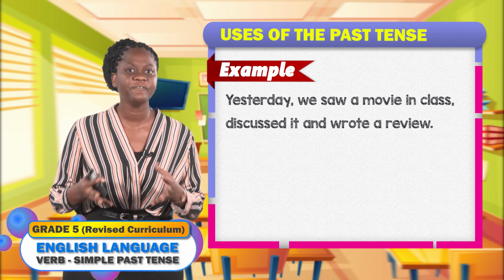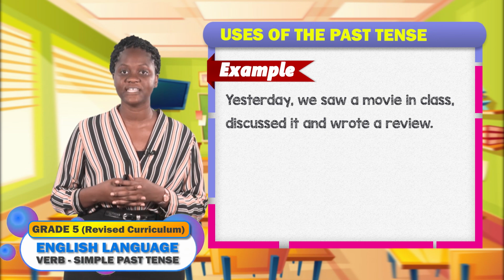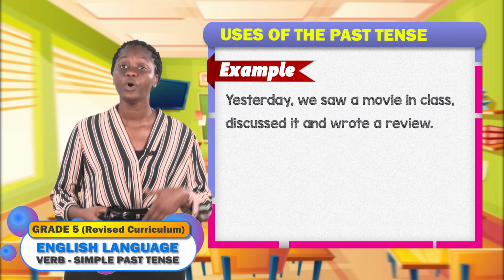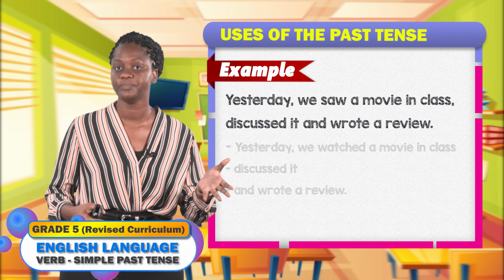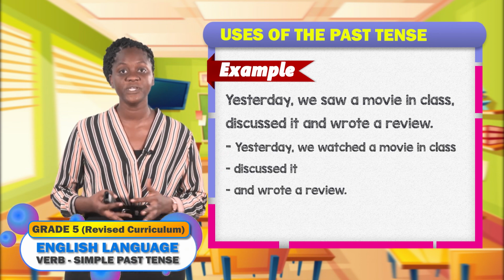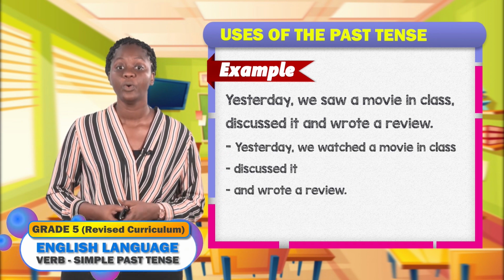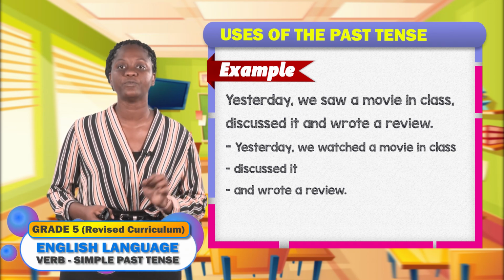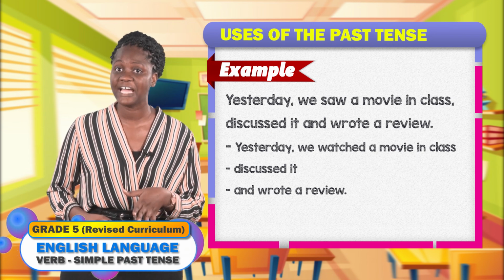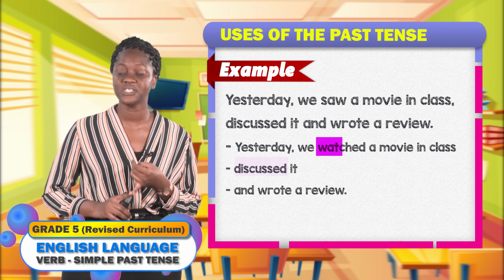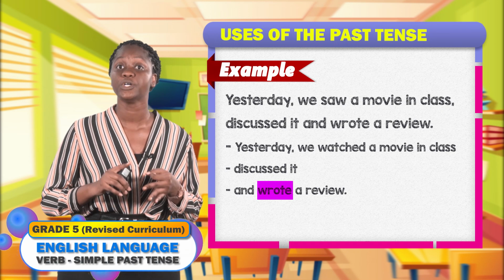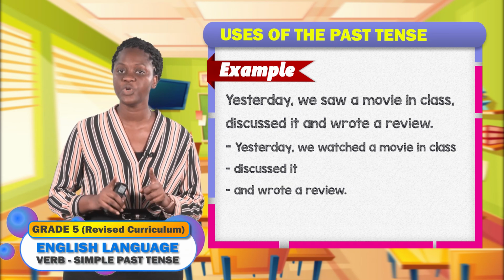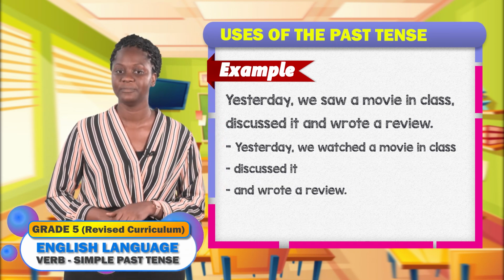Therefore, these would indicate actions that may occur one after the other. For example, if we say, yesterday we watched a movie in class, discussed it, and wrote a review. The actions are watched, discussed, and wrote, which all took place yesterday.